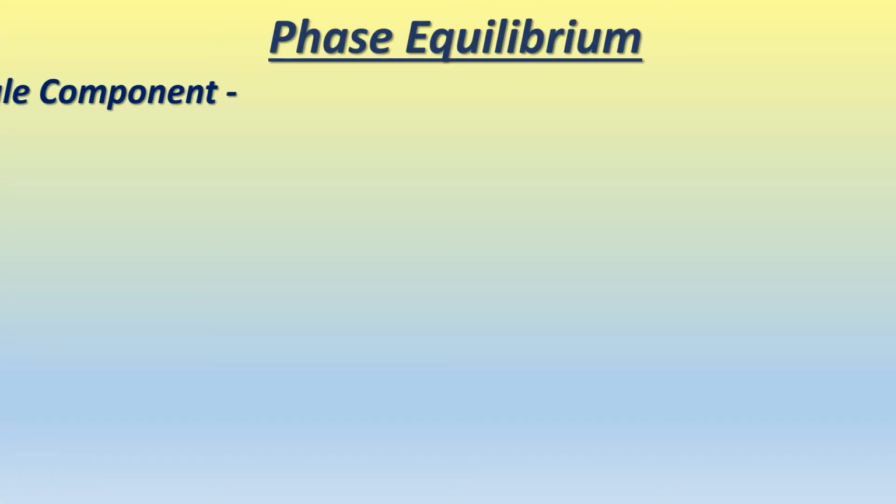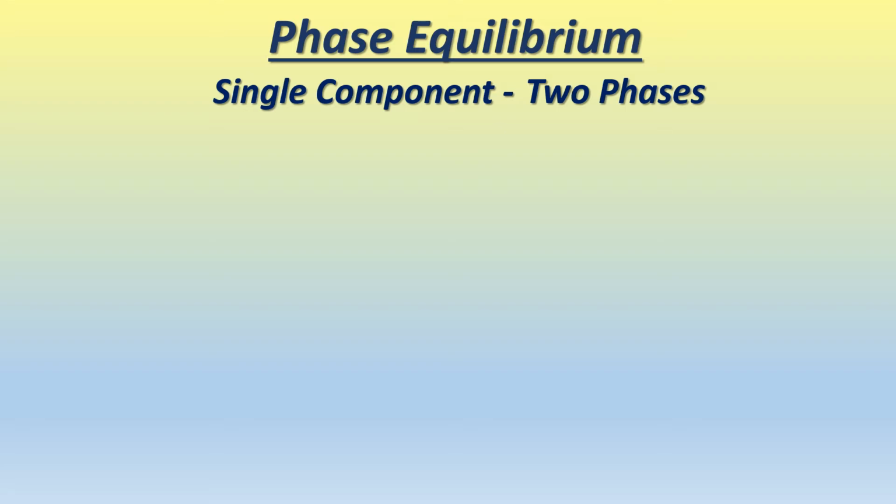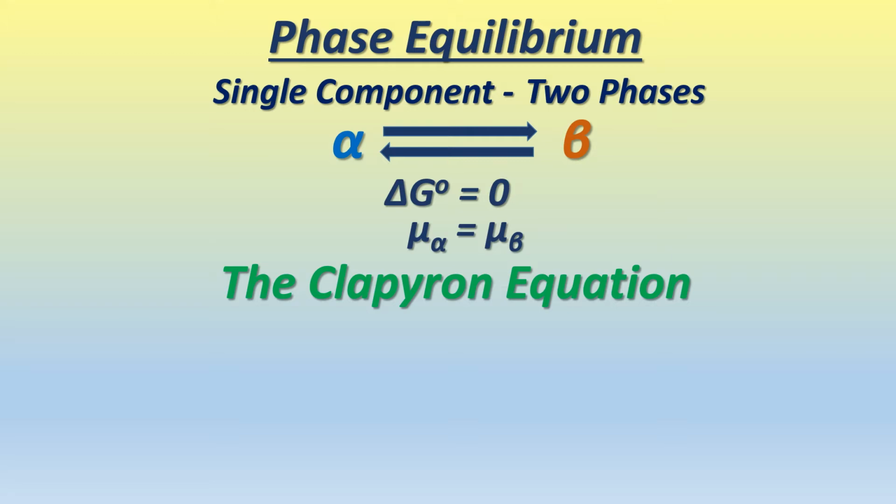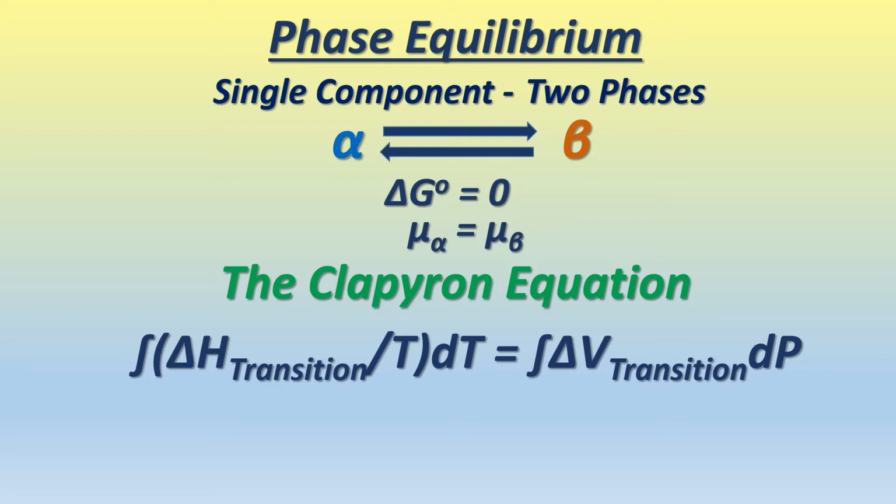A previous video, with the link down below, looked into the meaning of the number of moles in terms of thermodynamics, in terms of a single component phase equilibrium with two phases, alpha and beta, where since you had equilibrium, the Gibbs free energy was equal to 0, the potentials of alpha and beta were equal, and the Clapeyron equation was therefore developed to control all equilibrium, where the change in enthalpy of the transition over T dT is equal to the delta V of the transition times dP.